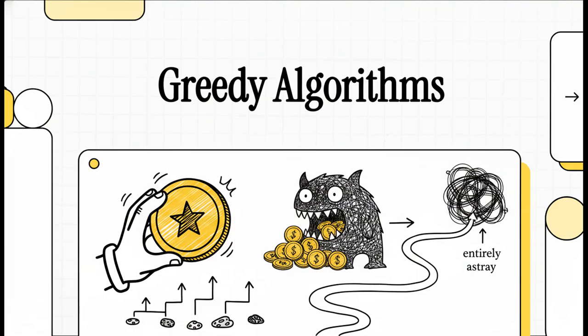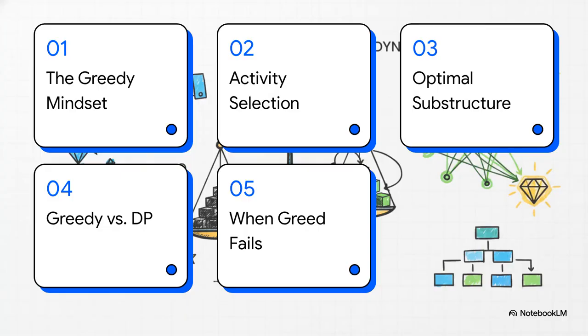Today, we're dissecting algorithmic design patterns, specifically the absolute allure and the inherent danger of greedy algorithms. We're going to look closely at how algorithms make decisions under pressure, when prioritizing immediate gratification actually pays off, and, well, when it leads you entirely astray. Here's our syllabus for today. We're covering the greedy mindset, activity selection, optimal substructure, greedy versus dynamic programming, and finally, when greed fails.